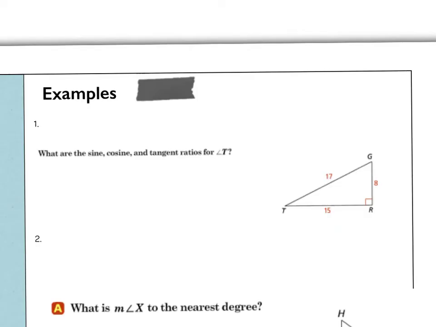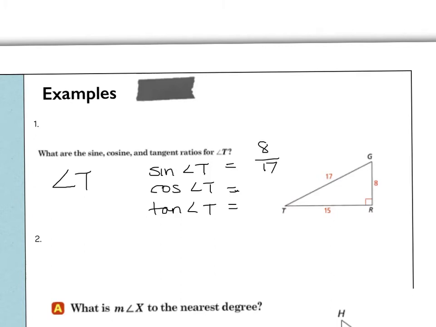A couple of examples. Number 1 says, what are the sine, cosine, tangent ratios for angle T? On angle T, and here it is, let's find all 3. Sine of angle T here is going to be opposite over the hypotenuse, which is going to give me 8 over 17.